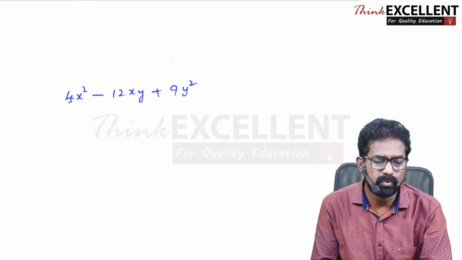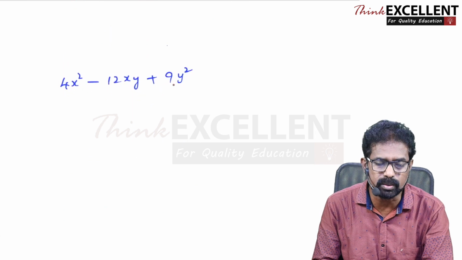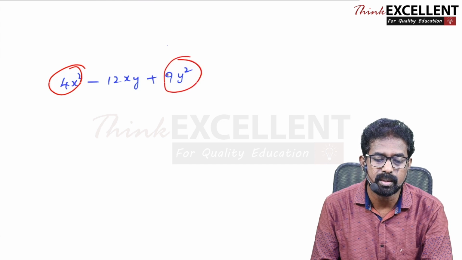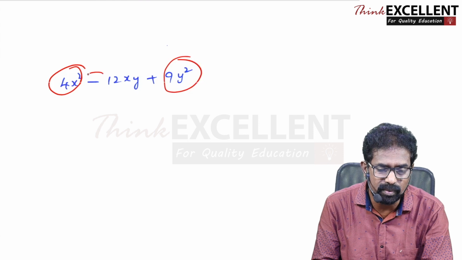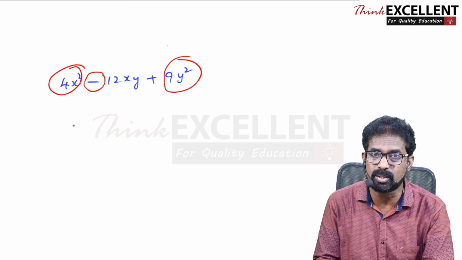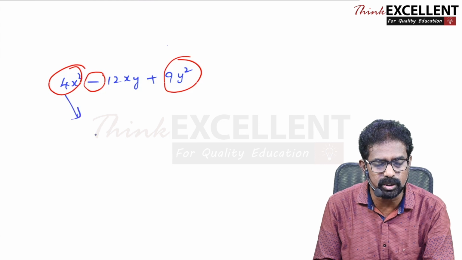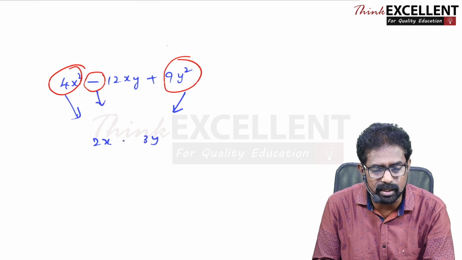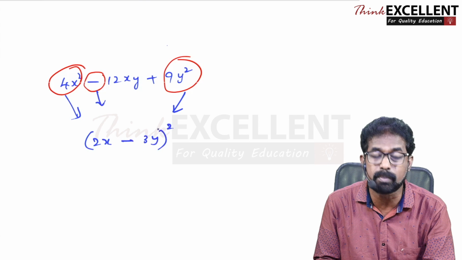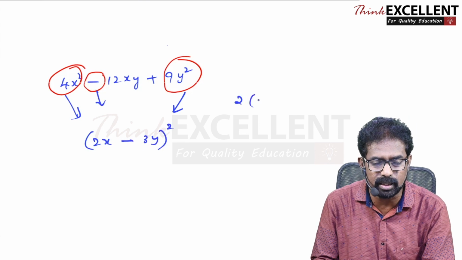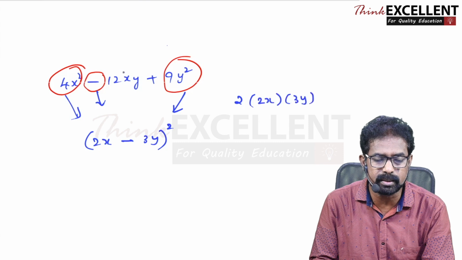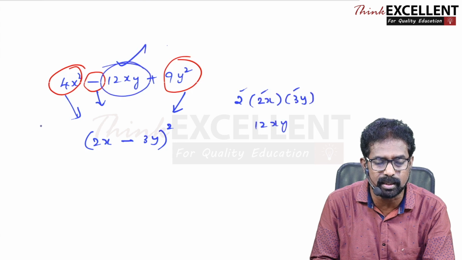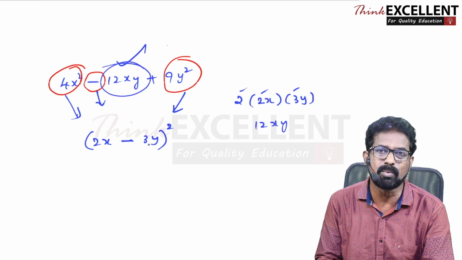Look at this one, 4x square minus 12xy plus 9y square. This is a perfect square, 2x the whole square. This is a perfect square, 3y the whole square. In between the sign is minus, so the same method you try. The square root of the first is 2x, the square root of the second is 3y, and with minus in between, it is the whole square of the difference. Only the 2ab term you have to check. 2 into a, which is 2x, into b, which is 3y. You multiply and check whether you are getting this. 2 twos are 4, 4 threes are 12, xy, exactly the same thing. So this is 2x minus 3y the whole square.